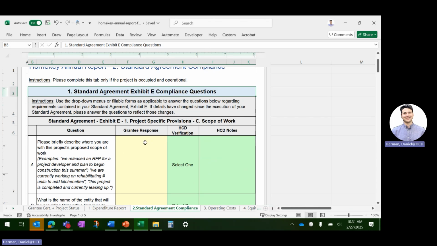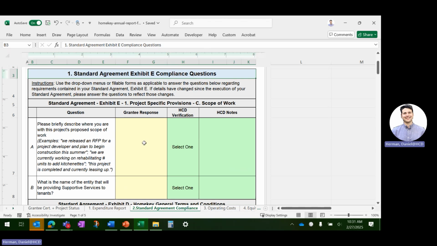So in completing this form, you'll be answering a series of standard agreement compliance questions, where you report on the compliance with your standard agreement. Some of these questions will be a fill in the blank, and some of these questions will be selecting yes, no, and some will be answering with numbers.